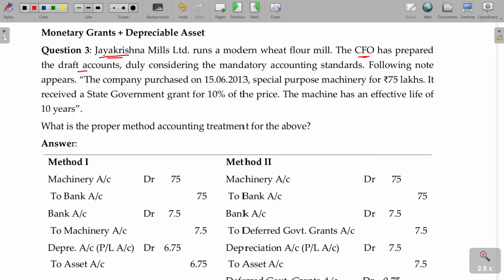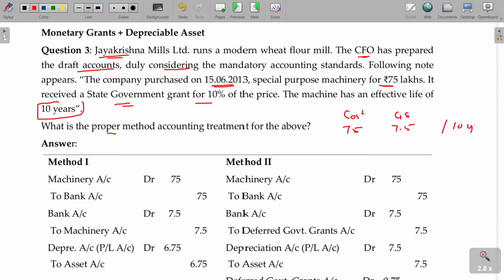The CFO had prepared the draft accounts duly considering the mandatory accounting standards. The following note appears: the company purchased special purpose machinery for 75 lakhs. It received state government subsidies of 10% of the price, 7.5. This is the cost of the asset, and this is the government subsidy. What is the proper method? The life being 10 years.